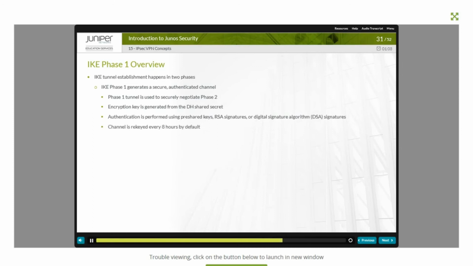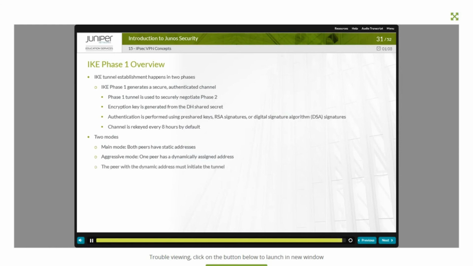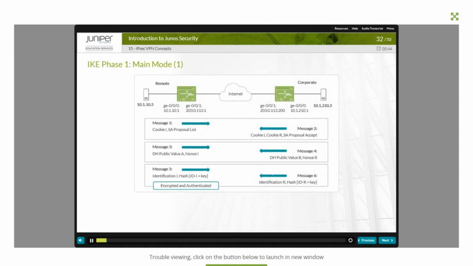IKE Phase 1 can be configured to operate in two modes. Main mode is used when both peers use statically assigned addresses. Aggressive mode is used when one peer has a dynamically assigned address. In aggressive mode, the peer with the dynamic address must initiate the tunnel. IKE main mode is used in Phase 1 when both tunnel peers have static IP addresses.